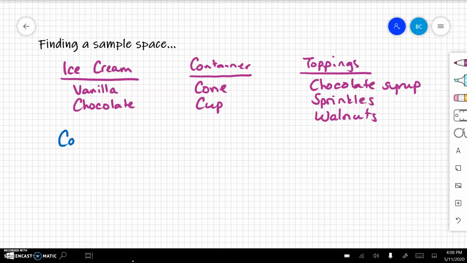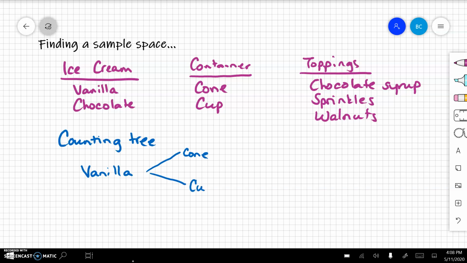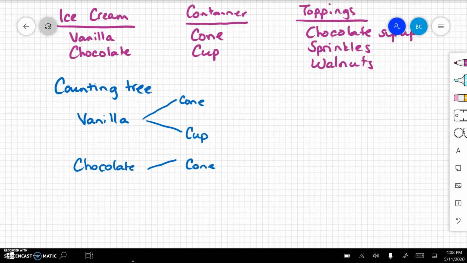So again, a counting tree is a kind of typical basic strategy that we might use. And in that we look at our different options. So for example, if I know that I have vanilla ice cream, I know that from vanilla ice cream I could have either a cone or a cup. I could also choose chocolate ice cream. And if I chose chocolate ice cream, I could also have a cone or a cup.